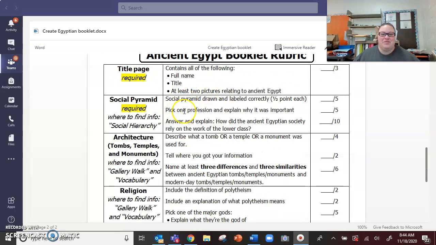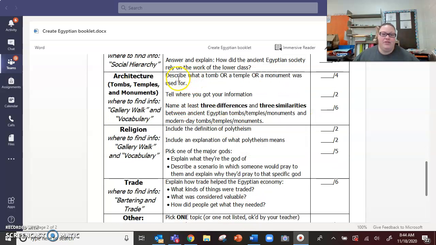For each one of these things, what you are going to do before you get started making your paper booklet is you are going to answer and gather all of your information. So if you're going to choose architecture, you're going to decide, are you going to describe a tomb or a temple or a monument? Circle which one you're going to describe, and then either in this space or on a regular lined piece of paper, you are going to actually write down what you will be putting in your booklet. You should not be starting your information on your final product, okay?